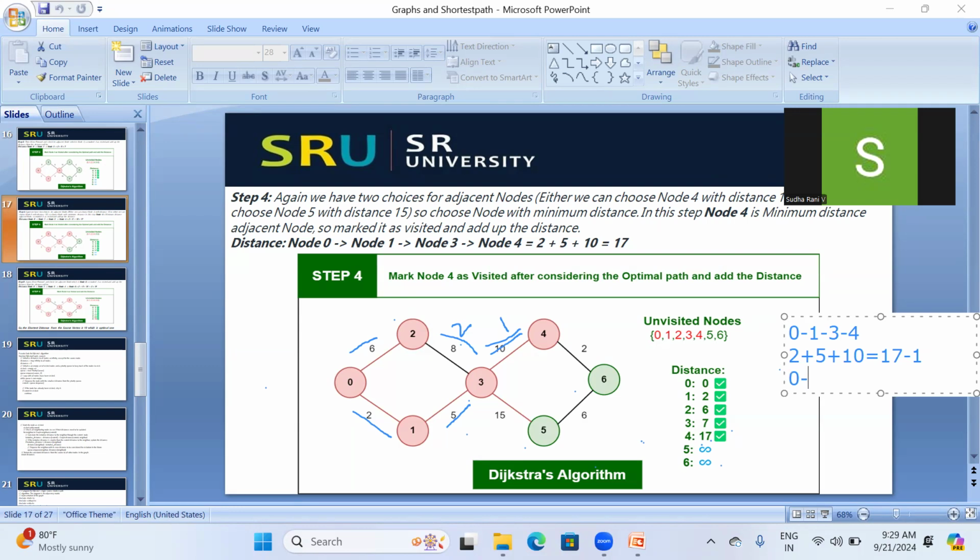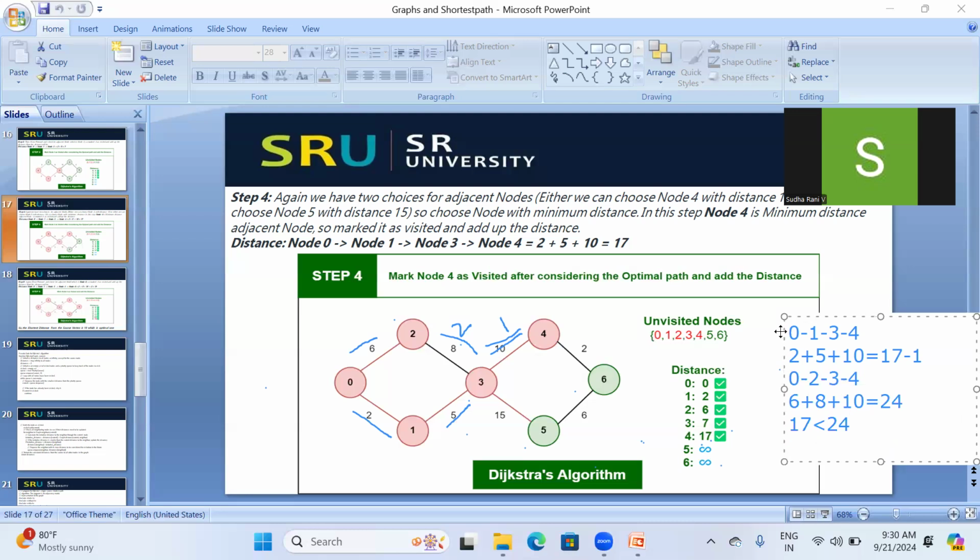Now let us check the second possibility. That is again 0 to 2, 2 to 3, and 3 to 4. What values are we getting? 0 to 2 is 6, 2 to 3 is 8, and 3 to 4 is 10. So what is the total? 6 plus 8, 14, plus 10, the total is 24. So always 17 is less than 24.